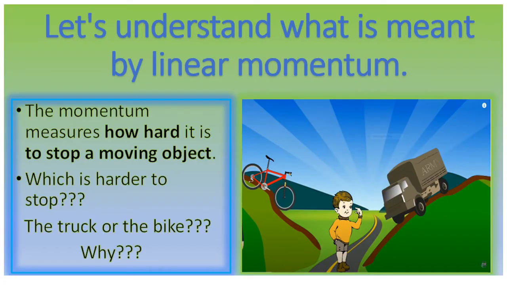The momentum measures how hard it is to stop a moving object. Look at the figure, please. Which is harder to stop, the truck or the bike? Of course, it is harder to stop the truck. Why? Because its mass is larger. So the momentum of an object depends on its mass.